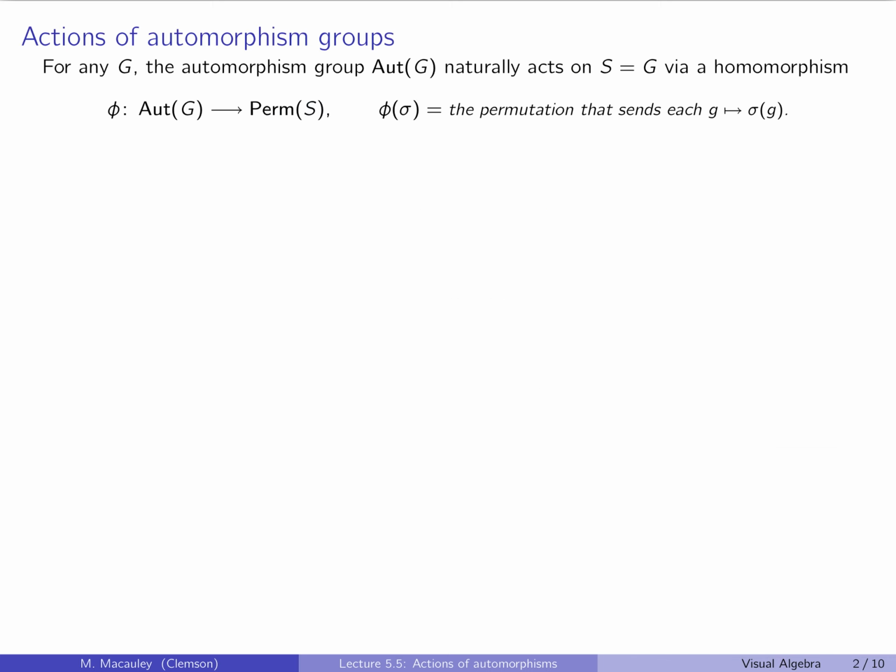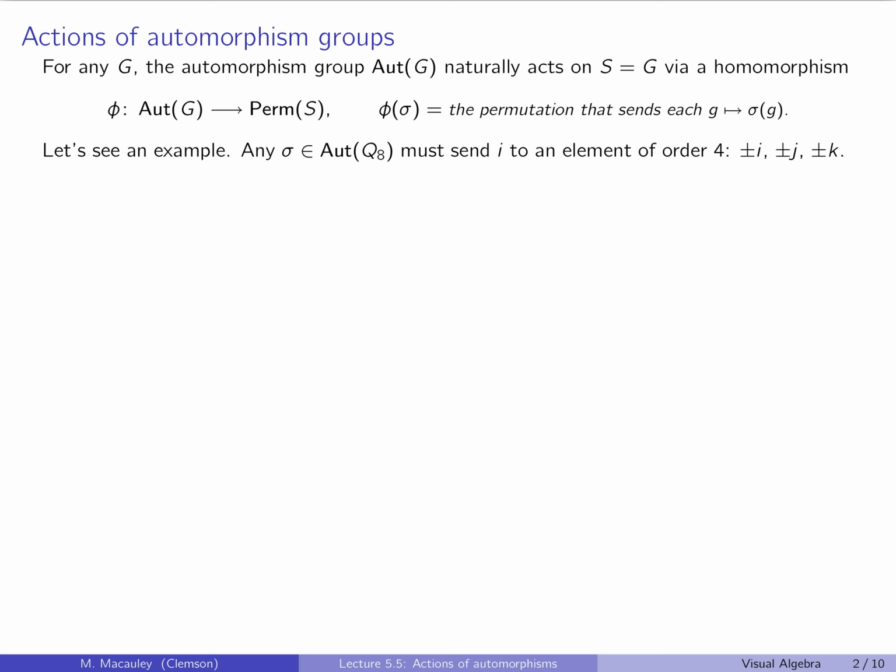For any group G, the automorphism group of G naturally acts on the group itself in the way you would expect. So we have a homomorphism from the automorphism group to the permutations of G. And when we press the sigma button in our group switchboard analogy, then that's the permutation that sends each element g to sigma of g.